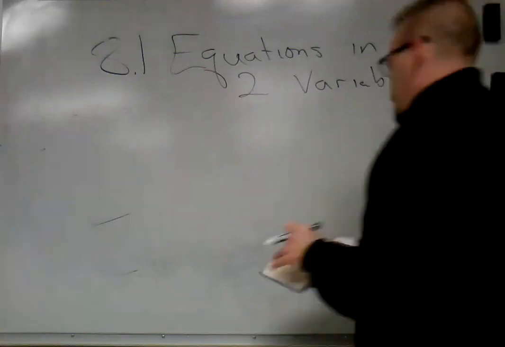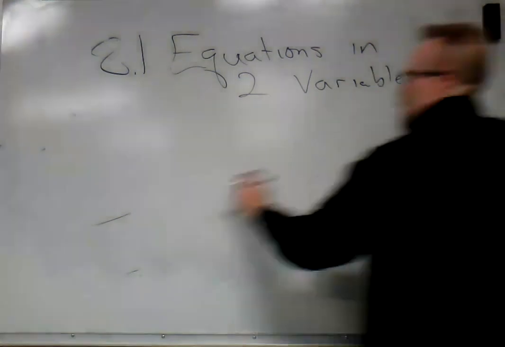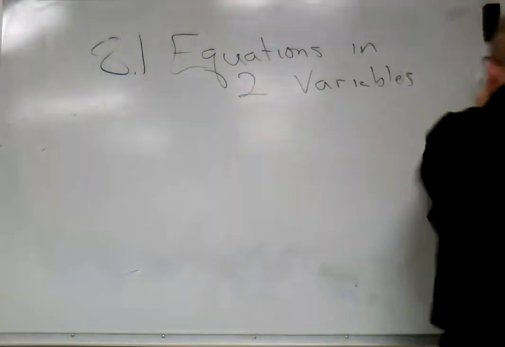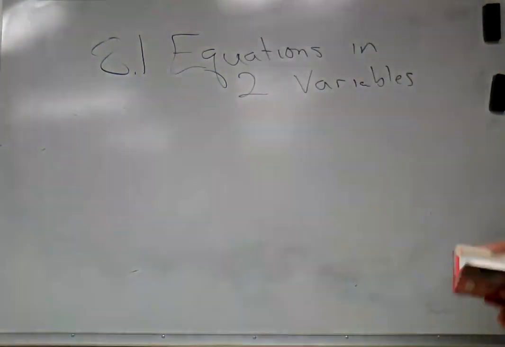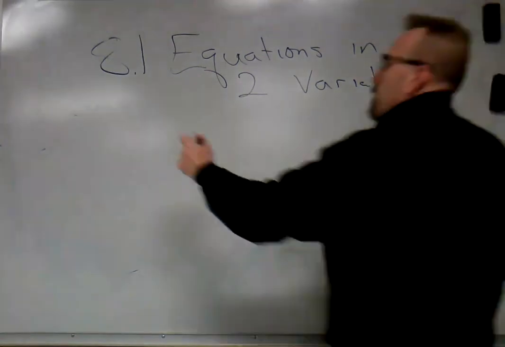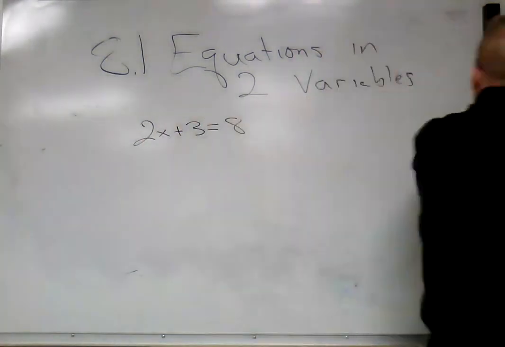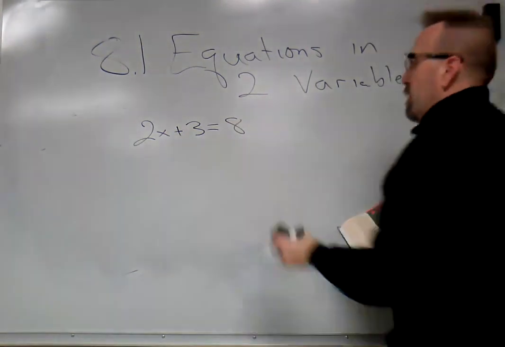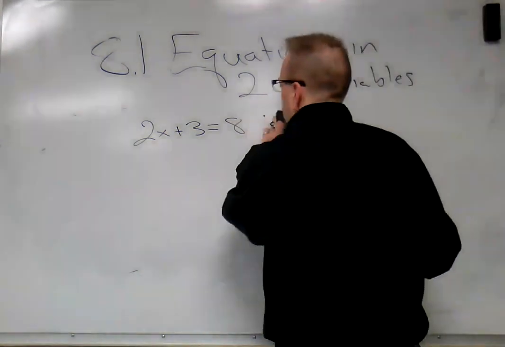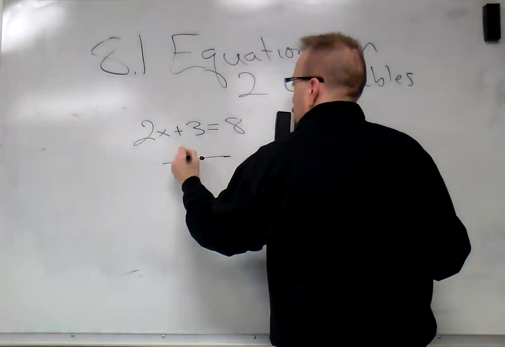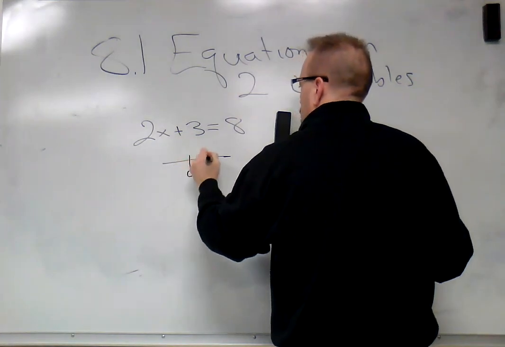Okay, we're going to go ahead and start chapter 8 today. Chapter 8, as our title explains, we have equations with two variables. So far, we've had things like this, where we've had one variable and we've solved for that one variable. If we were to graph it, it would just be a point on a number line, and so forth.